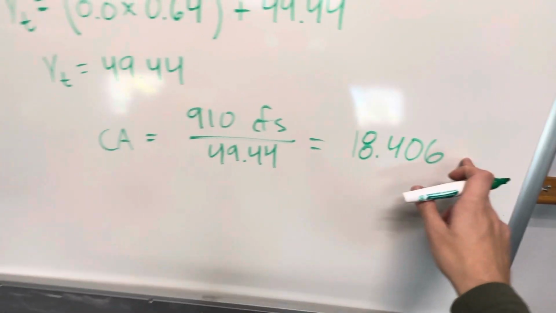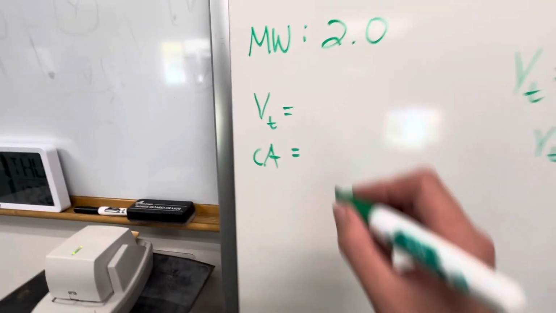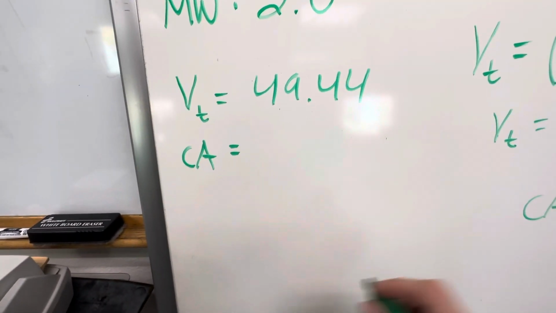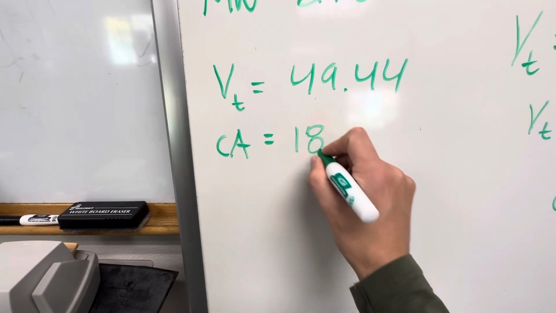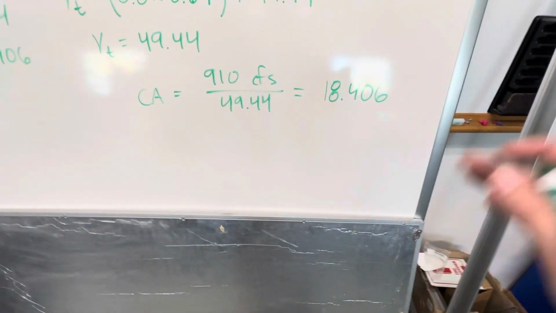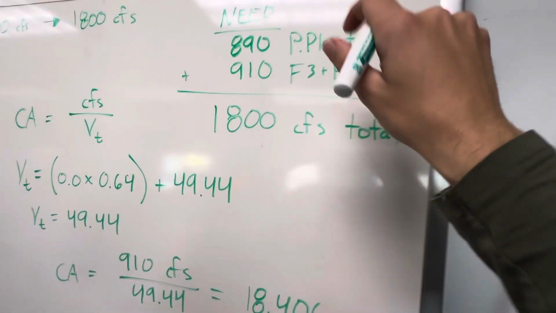18.406 is our CA. Now we're going to take the CA value. Let's write down our VT while we're at it: 49.44. CA of 18.406. This is where you have to use your brain. How many valves are we running? Are we running just F3? Are we running just F4? Or are we running both?